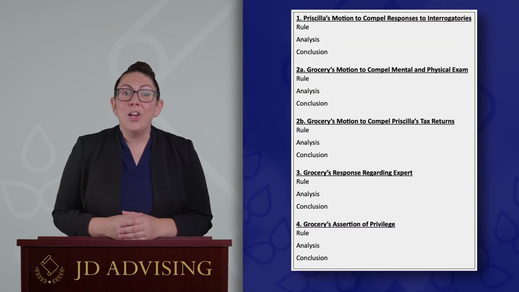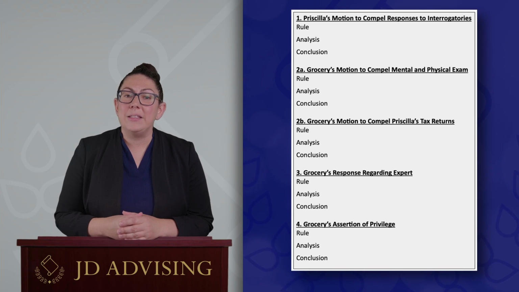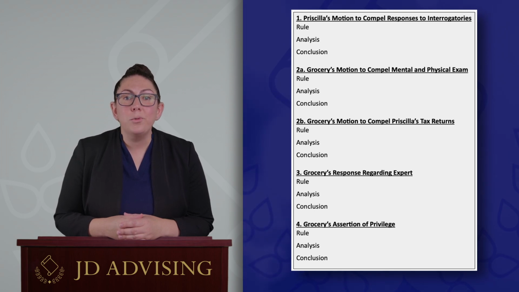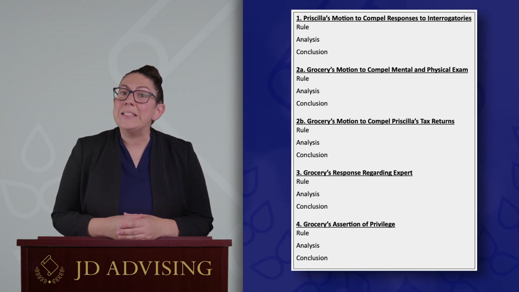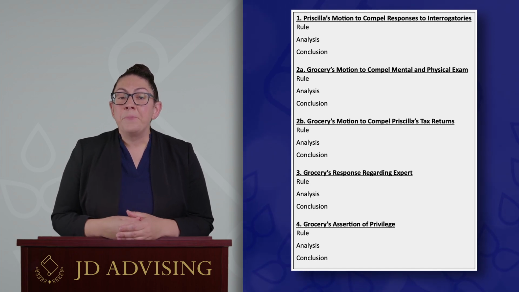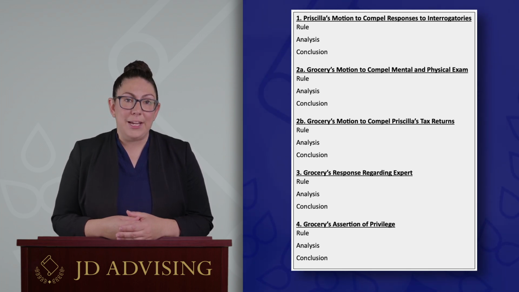So to begin, you should have headings for each question. The first question is about Priscilla's motion to compel responses to Grocery's interrogatories. The second question asks about Grocery's motions, plural, and you can see in the facts that there are actually 2 different motions to compel. So there should be separate headings for each of those motions because the analysis is going to be different for each one.